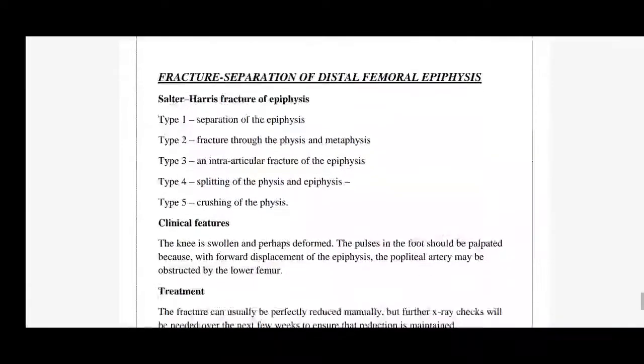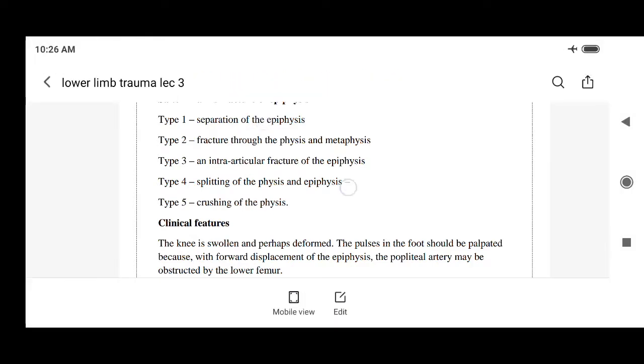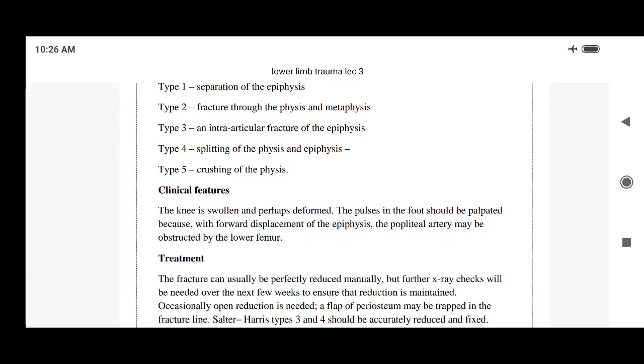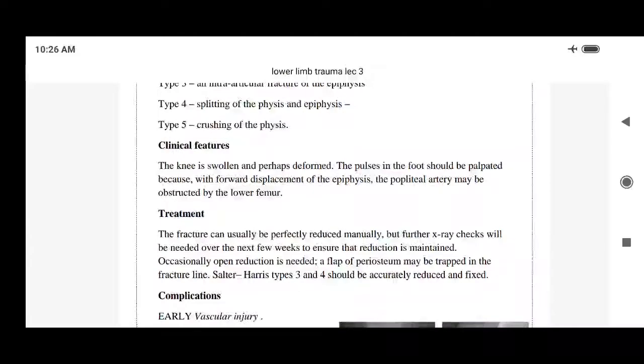Another important subject in children is the fracture separation of the distal femoral physis. According to the Salter and Harris classification, we have 5 types. Type 1 is separation of the epiphysis transversely through the physeal plate. Type 2 is extension into the metaphysis. Type 3, extension into the epiphysis. Type 4, including epiphysis and metaphysis. And type 5 is the crushing of the physis, which is usually diagnosed in retrospect.